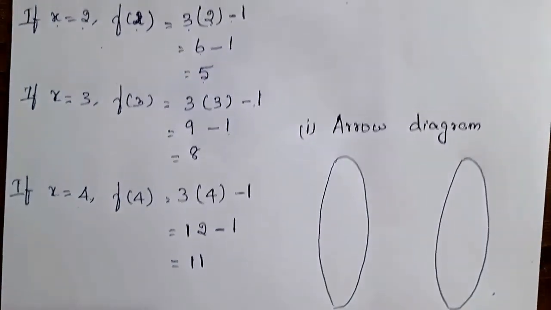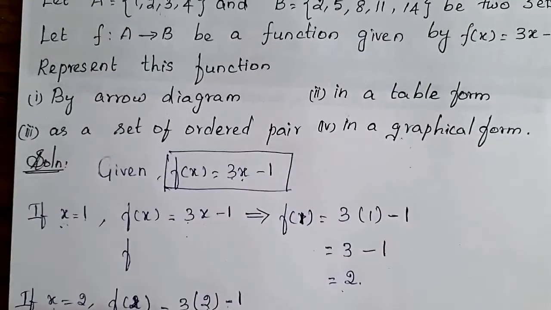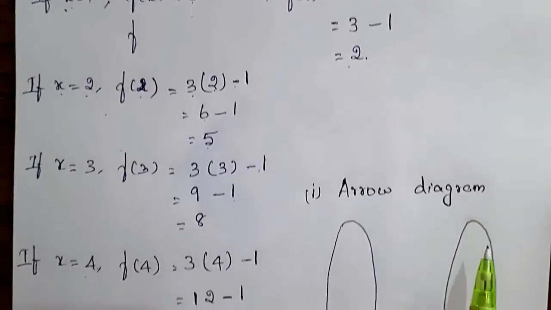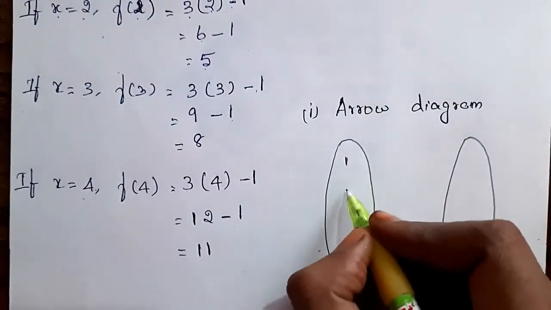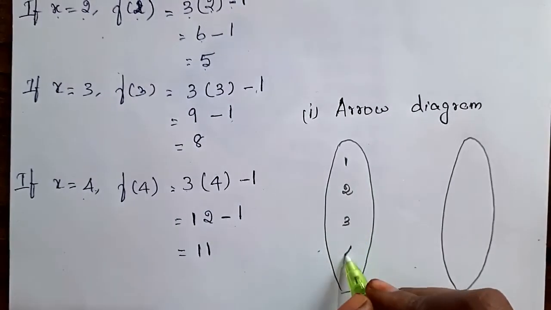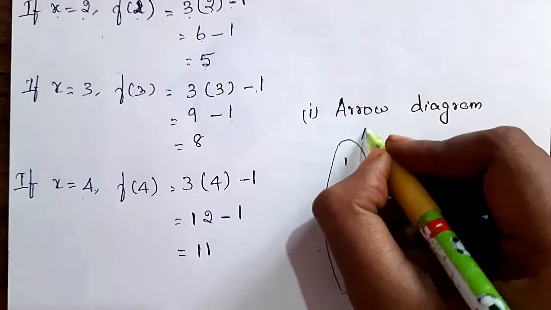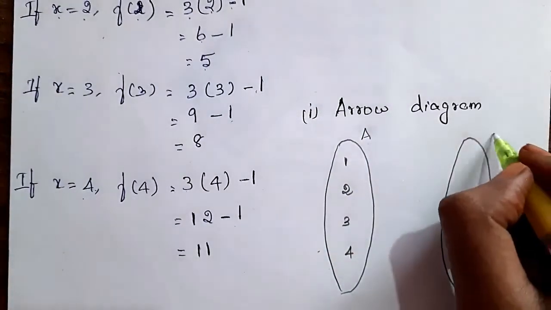Write all the x values: 1, 2, 3, 4. I mean the set A. Next you can draw the set B.